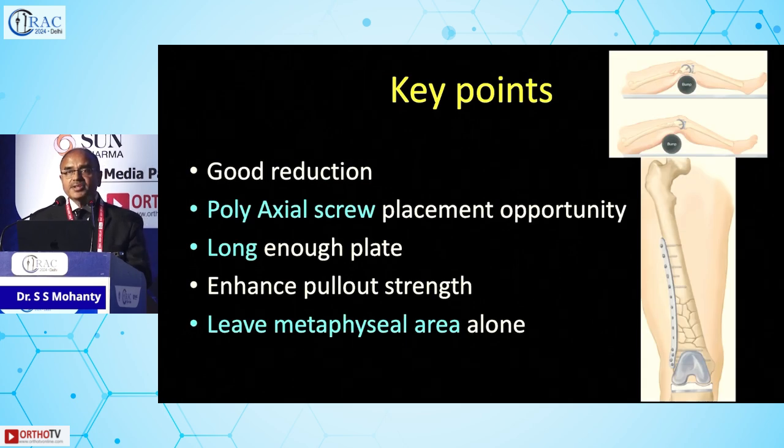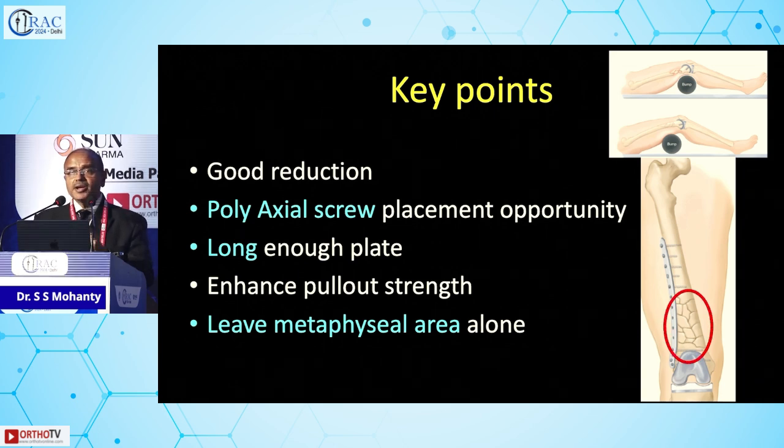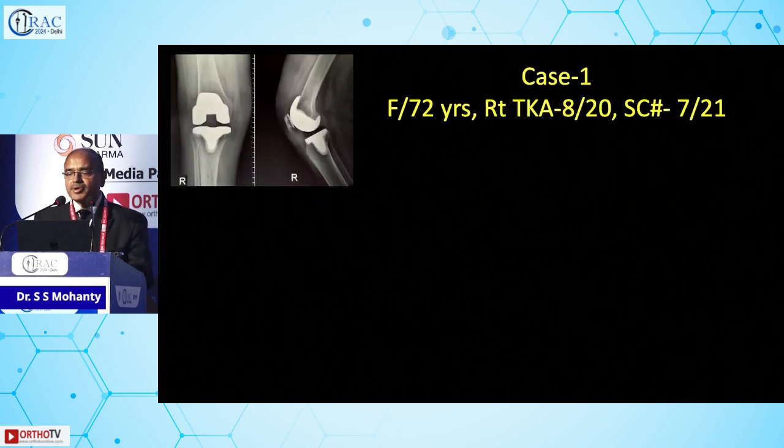The key points here are that you achieve a good reduction, and there should be the option of putting polyaxial screws in different directions. The plate should be long enough with good pull-out strength, and always leave the metaphyseal area. Do not put any screws in the metaphyseal area, which is usually comminuted.